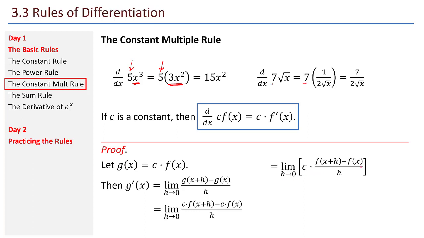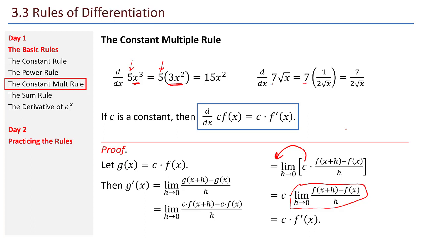And here's where I can recall our limit laws. We had a constant multiple rule for limit laws. The limit of the constant times a function acts like the constant times the limit. So I can pull that c out because of limit laws. And now what is that expression? That is exactly f prime of x. And so this proves the constant multiple rule.